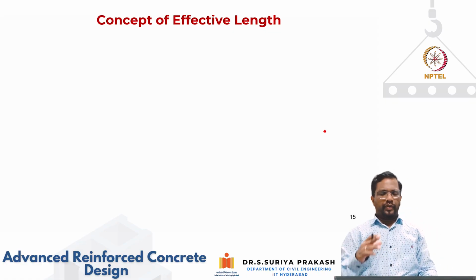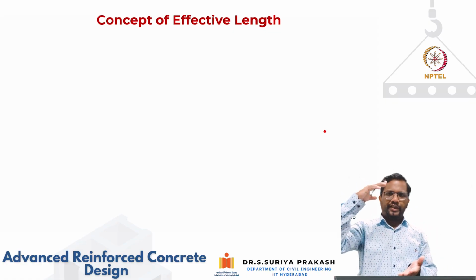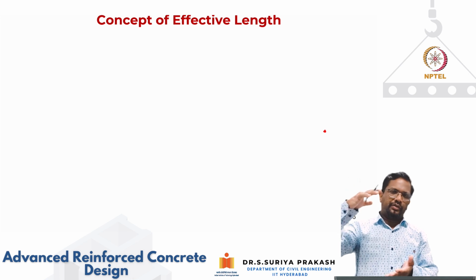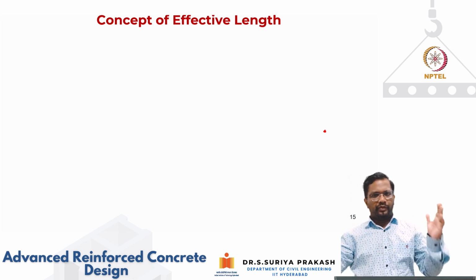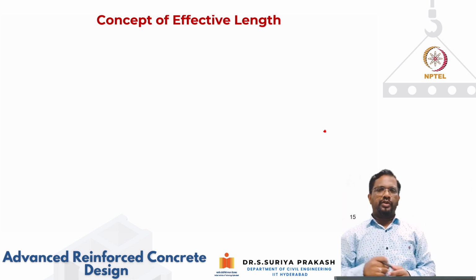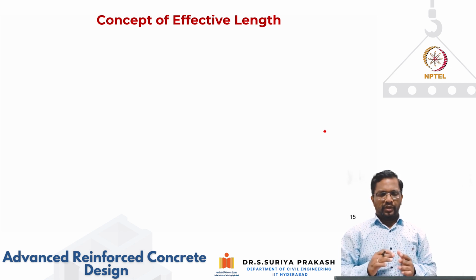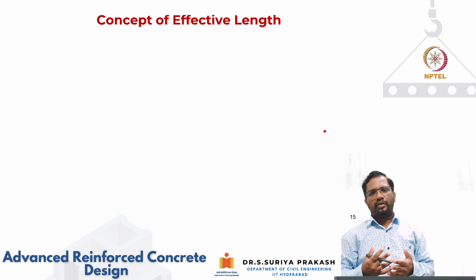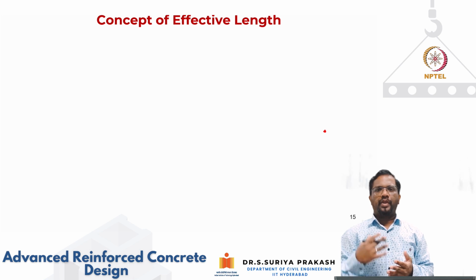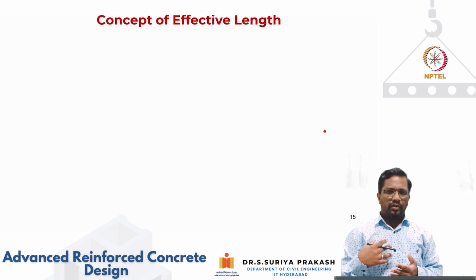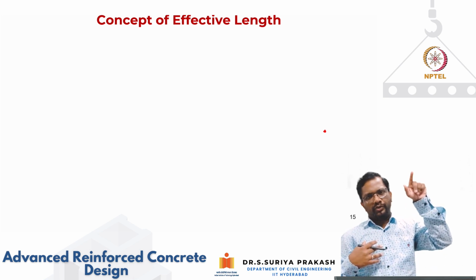Now, we have taken three cases: L is equal to 3 meter, L is equal to 10 meter, and L is equal to 30 meters. And we looked at how the load versus moment curve is going to change. Now, to distinguish the column as a short column or long column, the definition is to use effective length.